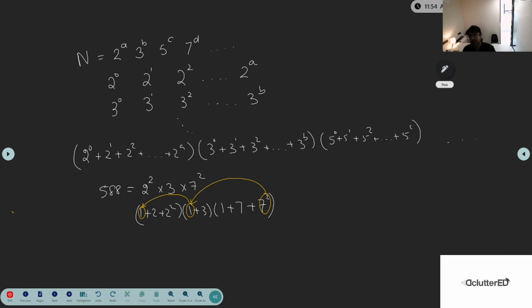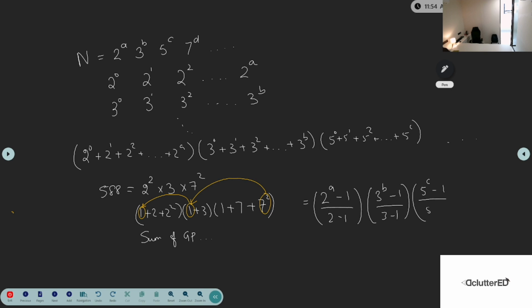And this is a very simple thing, because now I need to apply the sum of a GP to each prime factor, and hence the sum of factors of a given number is (2 power a plus 1 minus 1) by (2 minus 1) into (3 power b plus 1 minus 1) by (3 minus 1) into (5 power c plus 1 minus 1) by (5 minus 1), and so on. Take any other example, right?